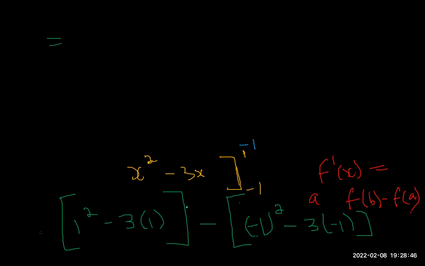Wait, let me write it out. I'm not going to erase it. So continue from the green part. All they do is simplify now. 1 squared minus 3, that's minus 2, minus 1 squared is 1, minus 3, so that's minus 2 minus, let's see, that's 4. And this is going to give me minus 6. That's the answer. And that is what I meant by definite integration gives you a number. A number.